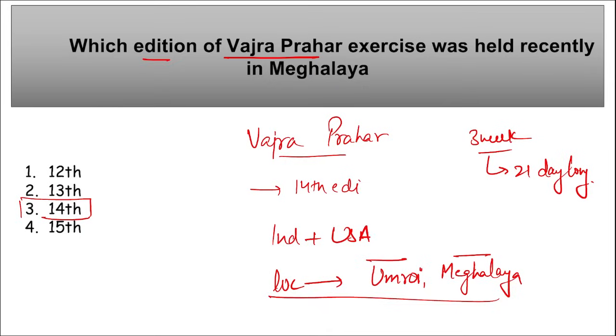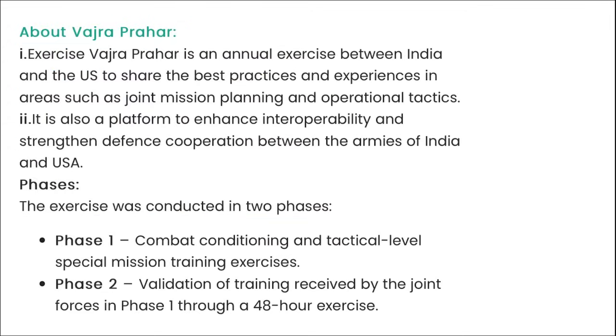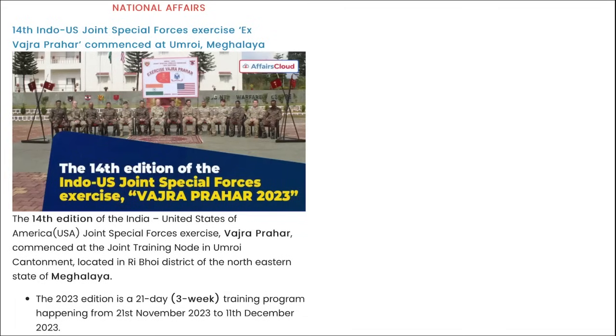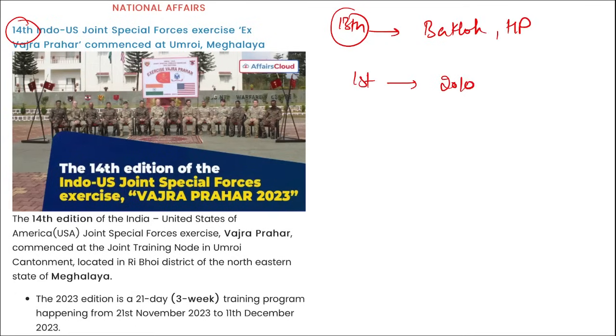Here the Indian Army took part in this particular exercise, the Vajra Prahar 14th edition. The next thing, remember, this was held in 2 phases. First is the combat training and tactical level special mission training exercise, and the second phase was the validation of training received by the joint forces in phase 1 through a 48-hour exercise. Then this was the 14th edition. Where was the 13th edition held? The 13th edition was held in Bakloh, in Himachal Pradesh, and the first ever edition of this exercise was held in 2010.